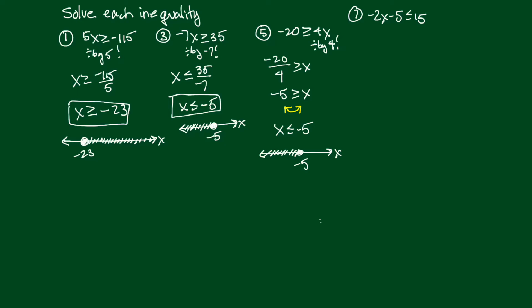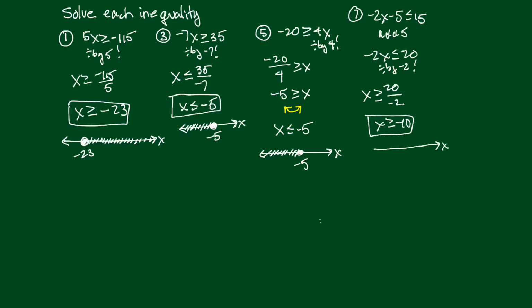And here, number 7, a little work up front first. We're going to have to add 5 to both sides, right? So I'm going to add 5, so I'll get negative 2x less than or equal to, now if I add 5, we're at 20, and I'm going to divide by negative 2, alert, so I'm going to change the direction of that inequality sign, so I get x is greater than or equal to 20 over negative 2, x is greater than or equal to negative 10, there we go, and there's my x number line.